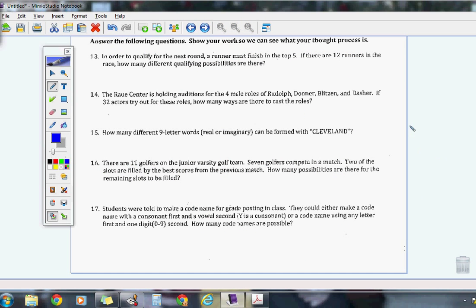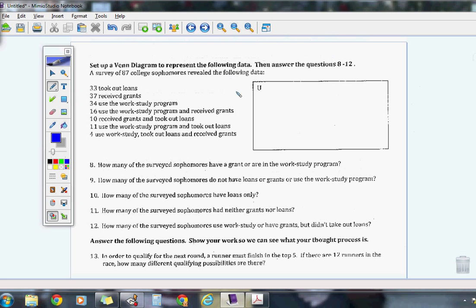All right, moving on to this next part. Remember, when we set up these Venn diagrams, these ones that we've been working on, they're triples. So there's the triple Venn diagram, and you got to set them up with the 3 things we have. We got work study, so I'm going to call that one work study. We got loans. And then we got grants. All right, so work study, loans, and grants. We start from the bottom and work up.